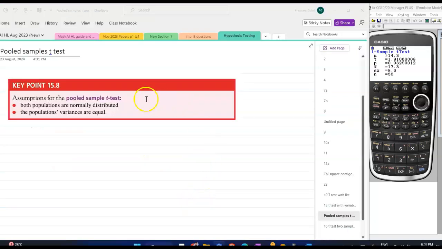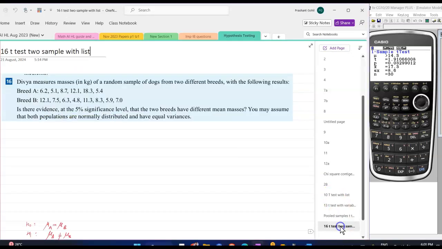So far we did two types. Now the third type is when you have two samples. When you're working with two samples, there are two assumptions we have to make. We have to assume that it's a pooled sample t-test, which means that both the samples have the same variance, and both the populations are normally distributed. So the example for this would be this.